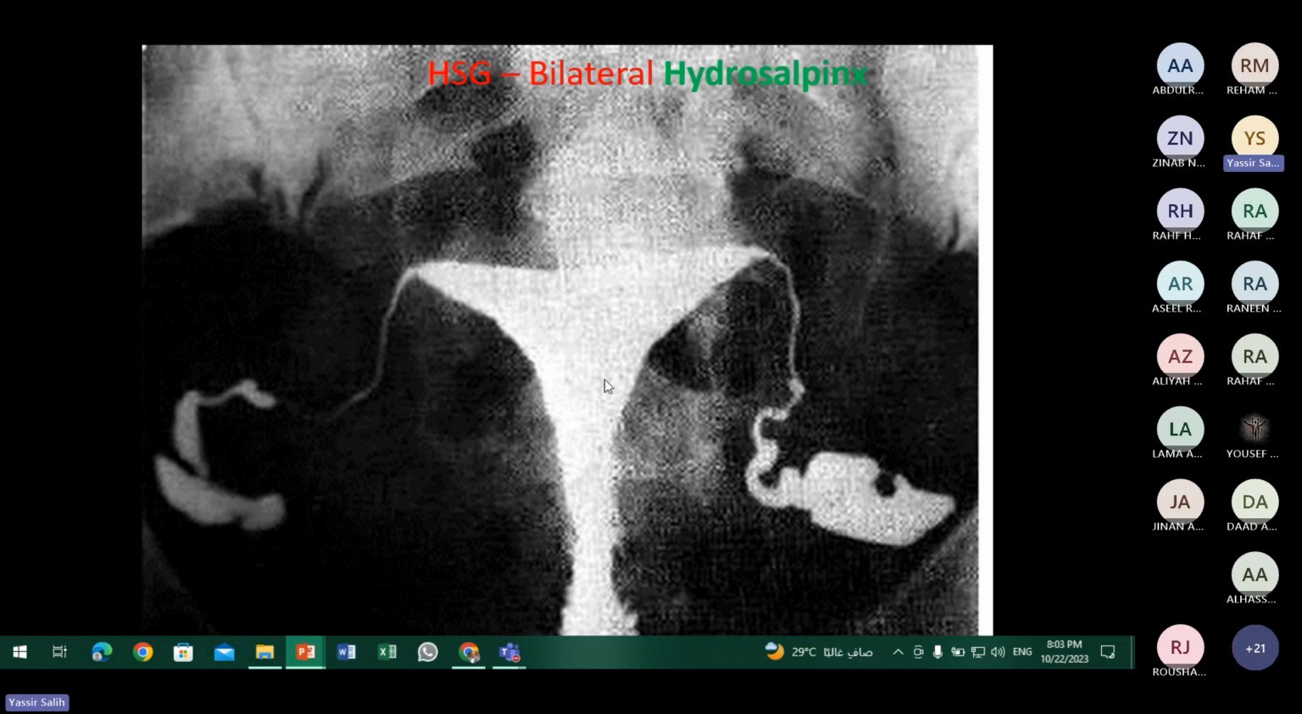The contrast actually comes from the cervix, after filling the uterine cavity. Inflammation. What does inflammation cause? Weakening of the wall or stenosis, blockage. Yes, blockage distally. How do we know that it is blocked, or that both are blocked? Because the contrast doesn't go to the peritoneal cavity. Yes, there is no spill.